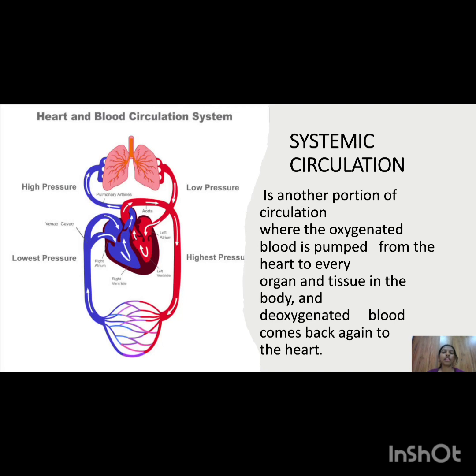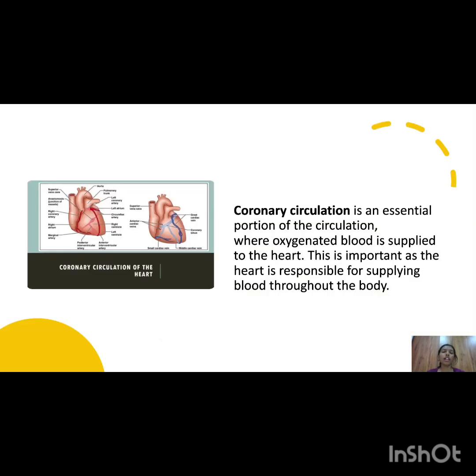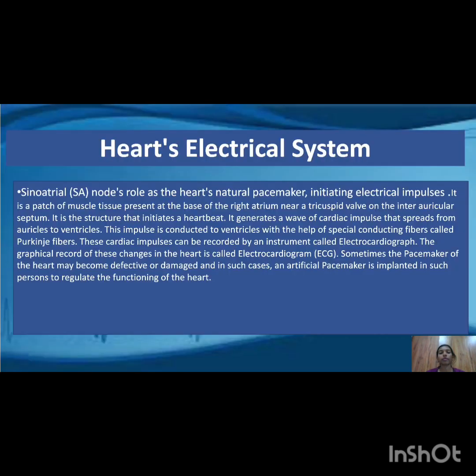Systemic circulation is another portion of the circulation where the oxygenated blood is pumped from the heart to every organ and tissue in the body, and deoxygenated blood comes back again to the heart. The last type is coronary circulation, an essential portion of the circulation where oxygenated blood is supplied to the heart, and this is important as the heart is responsible for supplying blood throughout the body.